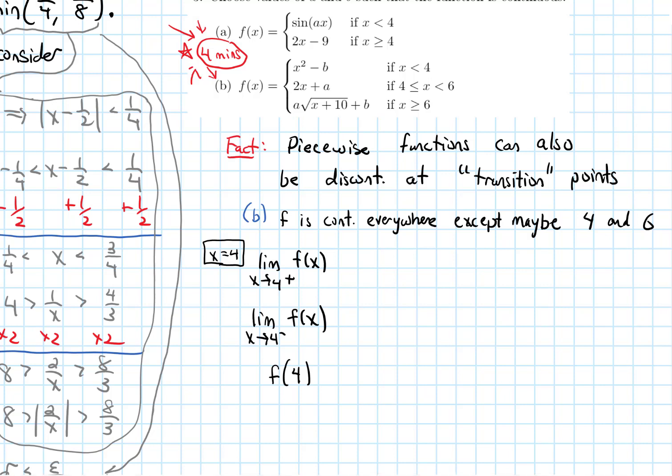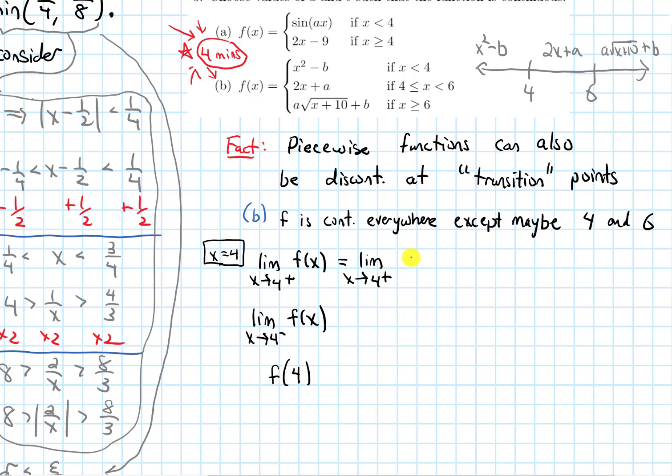at x equals 4. Okay, so first let's do the limit as we approach 4 from the right. As you approach 4 from the right, let's actually draw a number line to help us visualize this. So I'll draw a number line, and let's put the transition points on it, 4 and 6. To the left of 4, we have the piece x squared minus b. In between 4 and 6, it's 2x plus a, and then after that, it's that root function, a times root x plus 10, and then plus b.